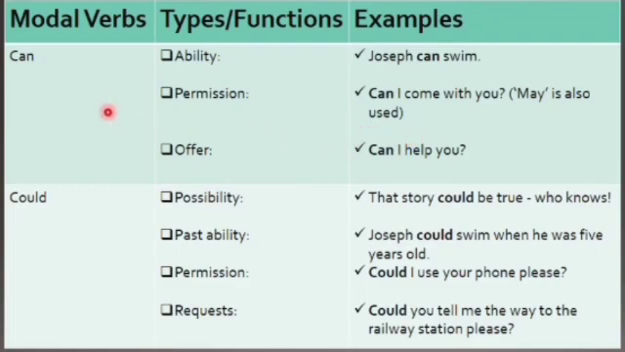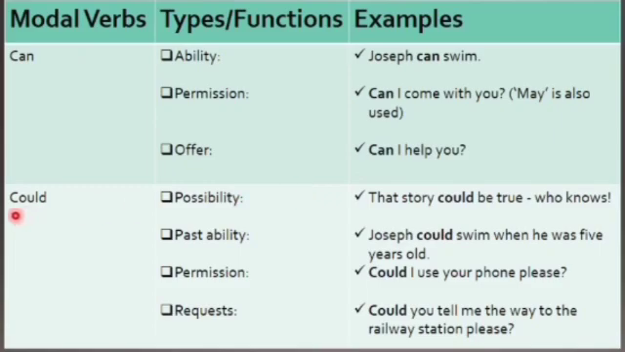The first modal verb is can, which shows ability, permission, and offer. As we can say, Joseph can swim. The word can is used to show an ability of swimming, that Joseph can swim. The second example, can I come with you? So here, one person is asking for permission from another person. May, the modal verb may, is also used for permission. The third example is, can I help you? So here, the doer is making an offer.